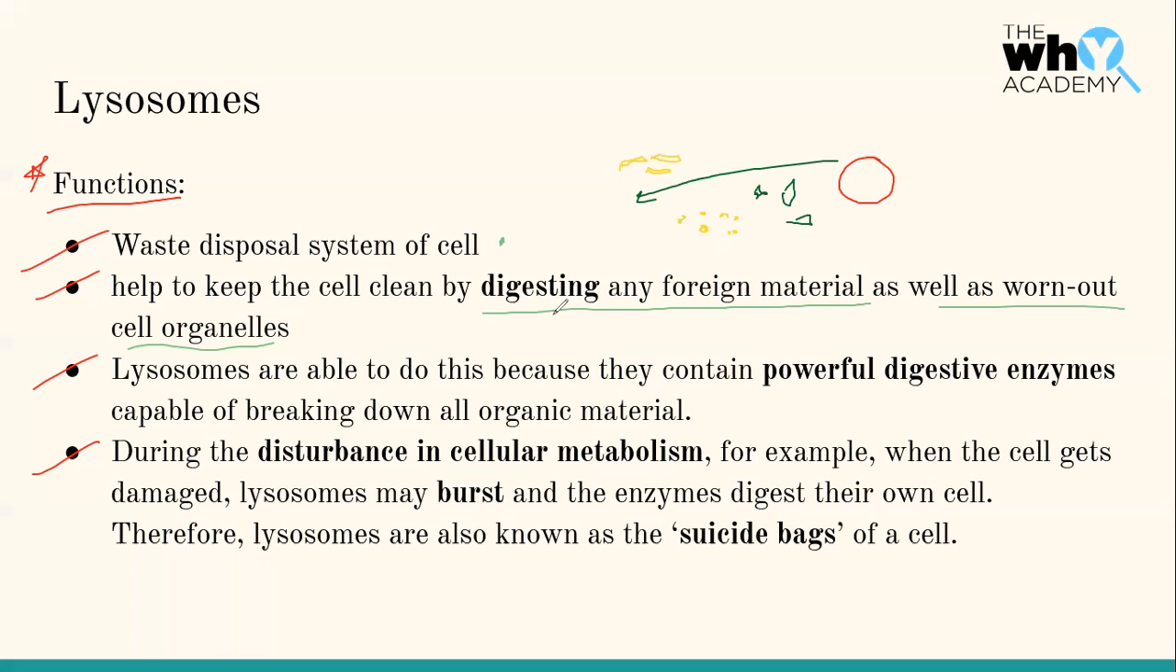How are they able to eat all this foreign material, worn out organelles, debris, etc.? It is because they contain very powerful digestive enzymes. These digestive enzymes are manufactured in the rough endoplasmic reticulum. In the previous slide, it was mentioned, right? The digestive enzymes are produced in the rough endoplasmic reticulum. Because of these digestive enzymes itself, the lysosome has got its different nicknames. Now you can connect the suicide bag part of it as well.